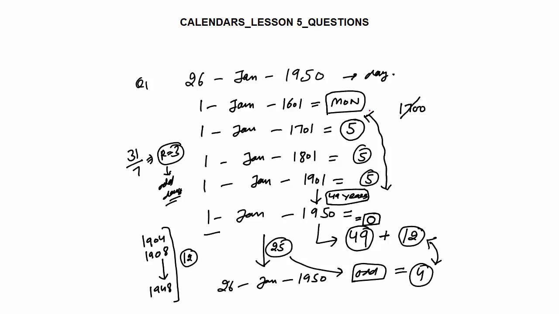So 3 odd days after that, what would be the day? Monday is the first day, 1 plus 3, 4th day. 4th day would be Thursday. So you got your answer. 26th of January 1950 was Thursday.